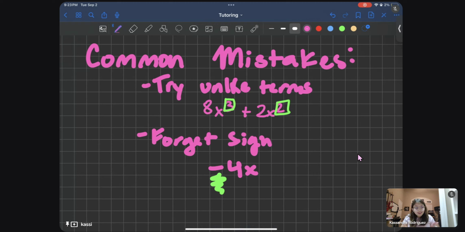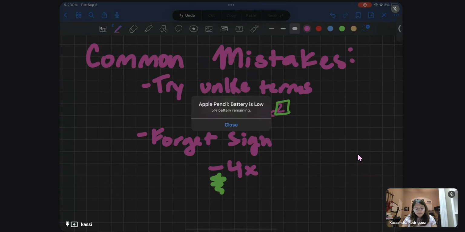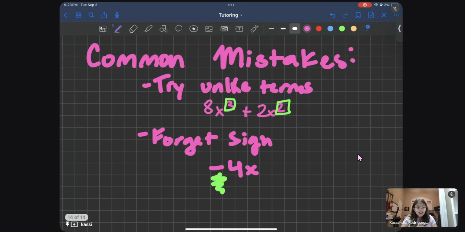So, that's combining like terms. I hope you guys really enjoyed today's lesson. Remember, only combine the things that have similar variables and similar exponents. Please do not try to combine any random numbers.